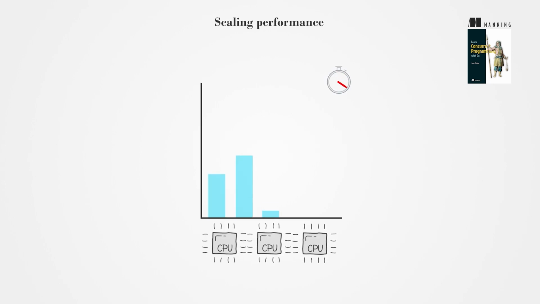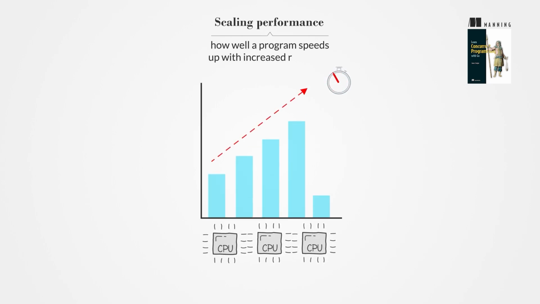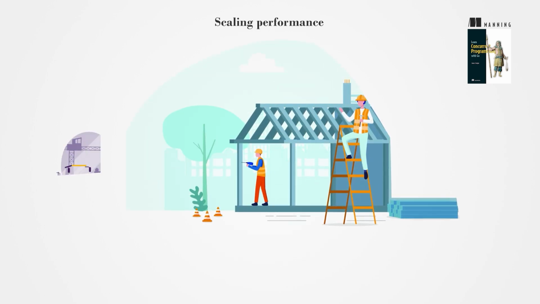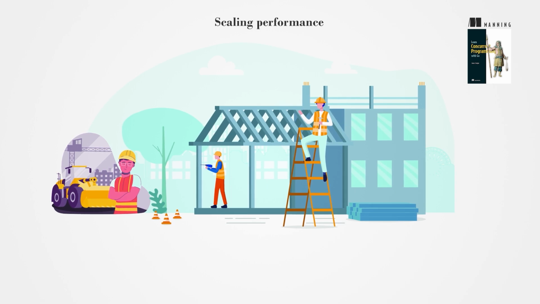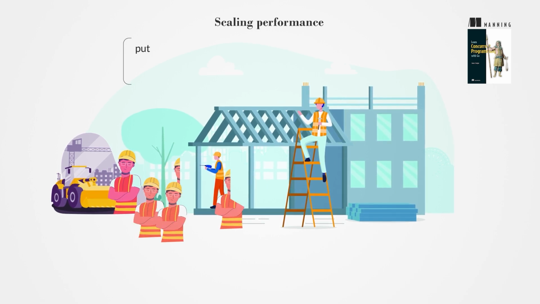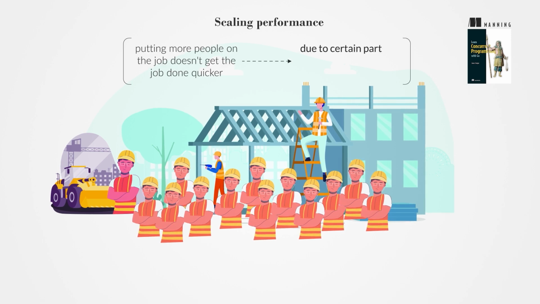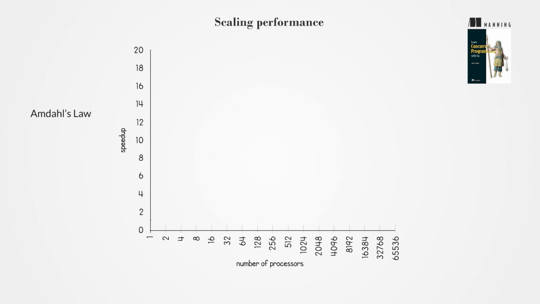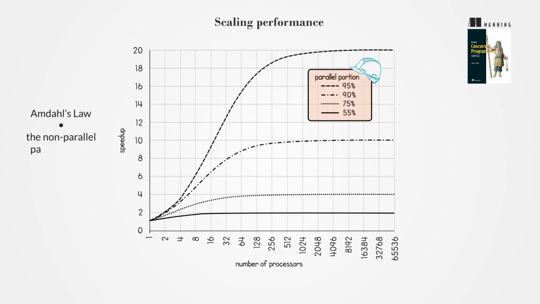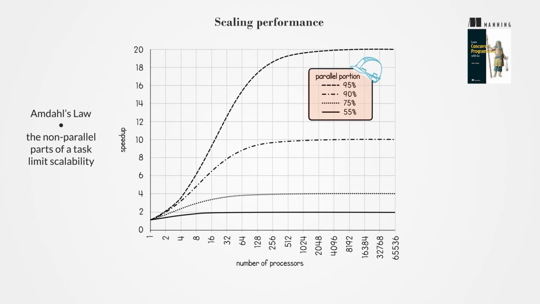Performance scalability measures how well a program speeds up with increased resources. Imagine building a house. Hiring more builders initially speeds up construction, but eventually, putting more people on the job doesn't get the job done quicker. This is due to certain parts of the job being sequential. This illustrates Amdahl's law, which states that the non-parallel parts of a task limit scalability.